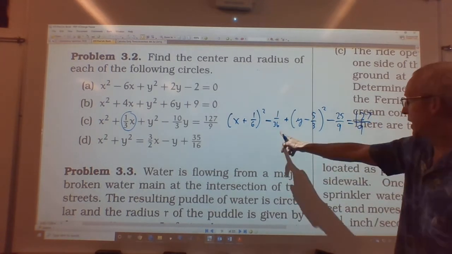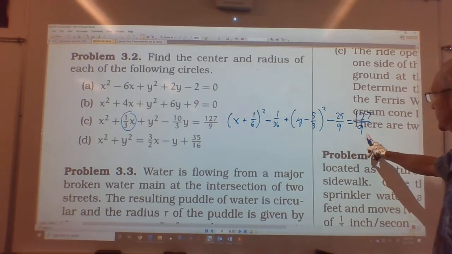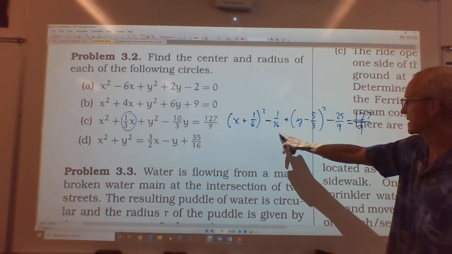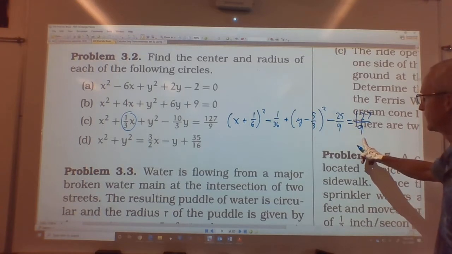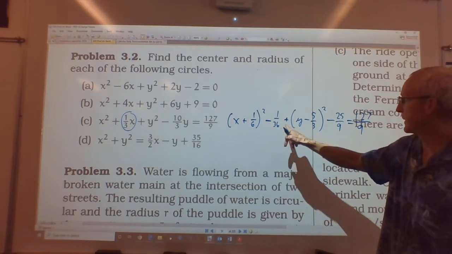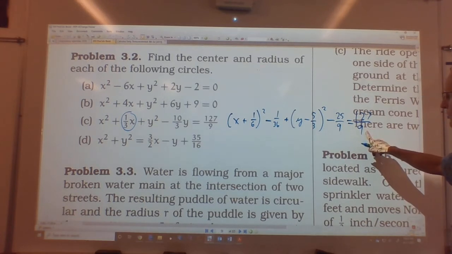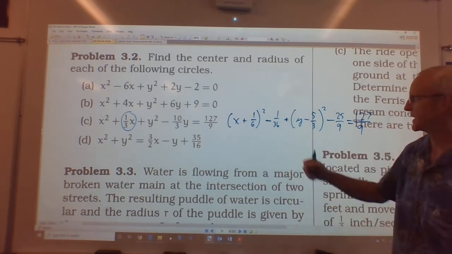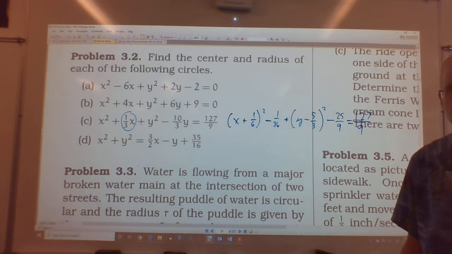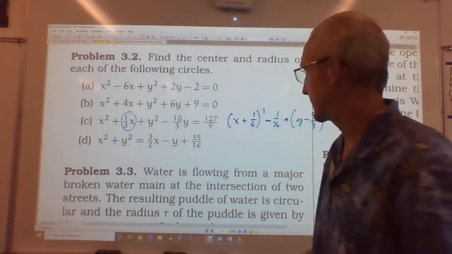Now we want to put all the fractions on the other side. All the numbers like this and this one on the other side. Notice these will always be minus, so they're always going to be positive on the other side. We have a 9 in the bottom. Here we have a 36 in the bottom. So we should probably change all the denominators to 36.